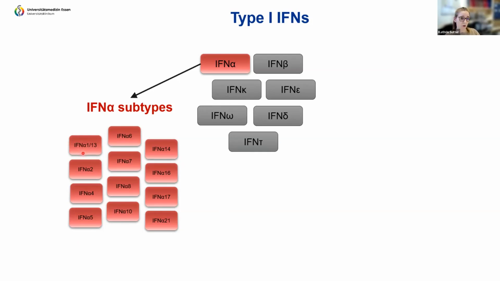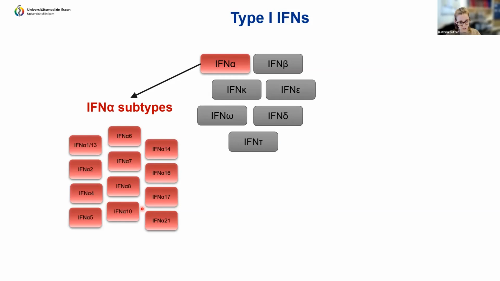So there's one gene for alpha 1 and alpha 13, but there are only 12 proteins. So the genes are different, but at the end, the final product is the same for 1 and 13. So we have 12 different interferons. And if you go in mice, we have 14 different interferons.